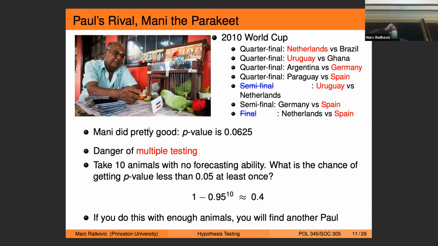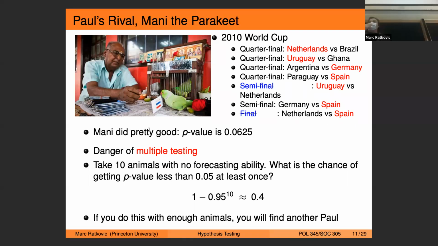So my question is, why are we finding these effects? Do you believe there is an octopus or a parakeet that can tell the future? Anyone buy that? Hopefully not. The social science view is no. What's happening is that there were lots of these games, and lots of animals were predicting them, and people would pay attention to these animals' games. If you have lots of animals, one of them is going to get it right.